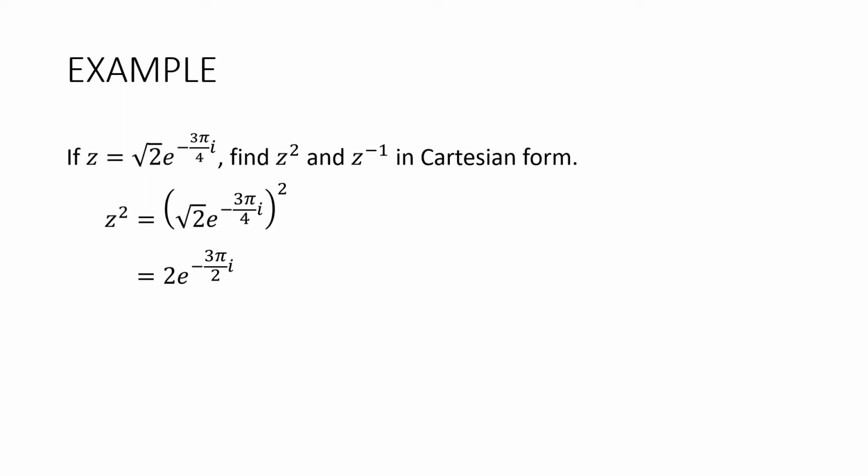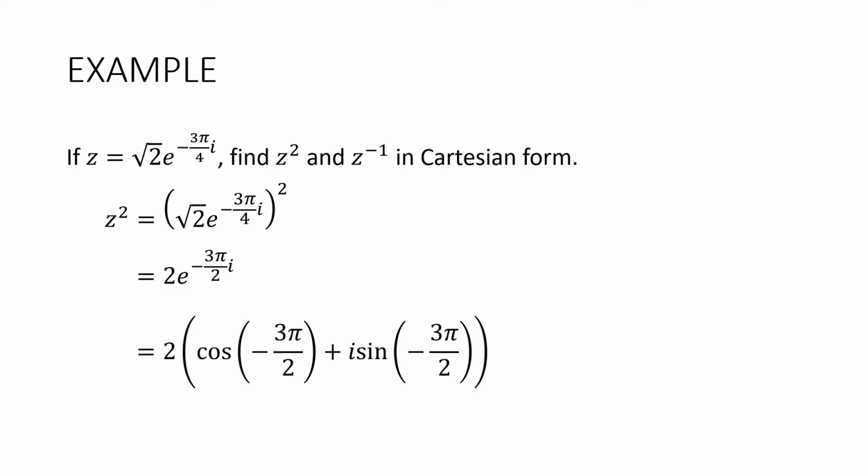Now, because we want it in Cartesian form, we need to expand this like this. Now, I notice straight away that this is outside of our domain, isn't it? It's less than negative pi. But it's a boundary value. This is negative 270. So I actually know this. So I don't need to adjust it. Cos of negative 270 is 0. And sine of negative 270 is 1. And you can just work that out on your calculator. So our answer here is 2i.